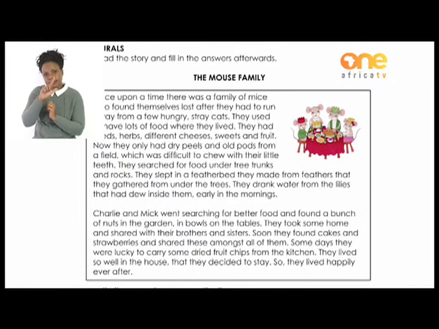Charlie and Mick went searching for better food and found a bunch of nuts in the garden, in bowls on the tables. They took some home and shared with their brothers and sisters. Soon they found cakes and strawberries and shared these amongst all of them. Some days they were lucky to carry some dried fruit chips from the kitchen. They lived so well in the house that they decided to stay. So they lived happily ever after. What an interesting story.